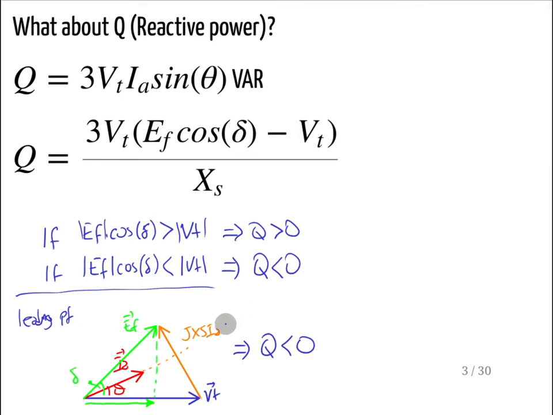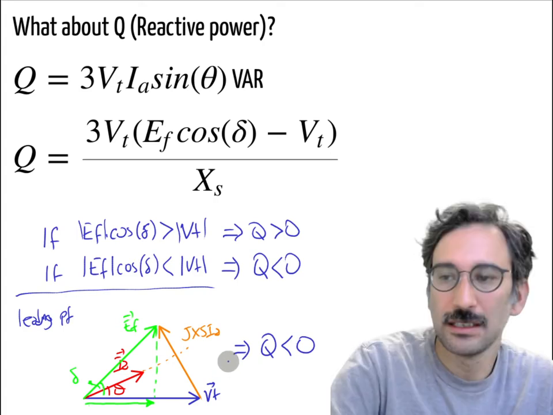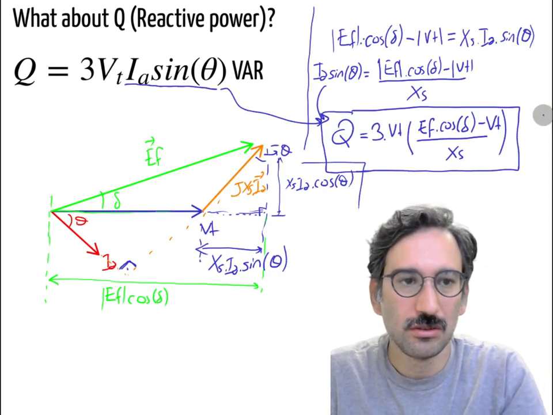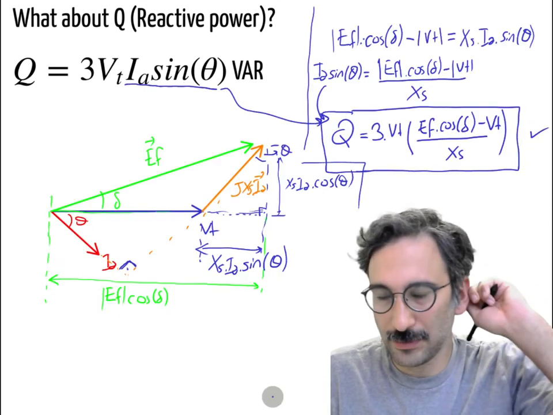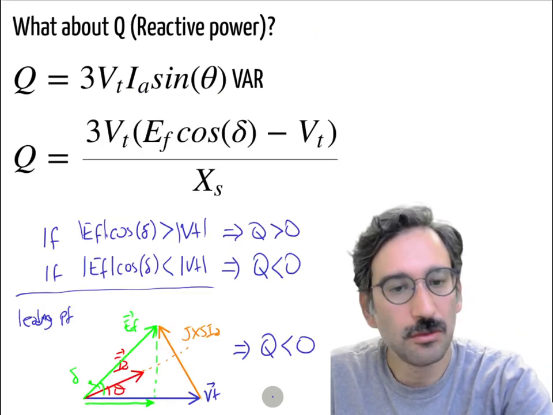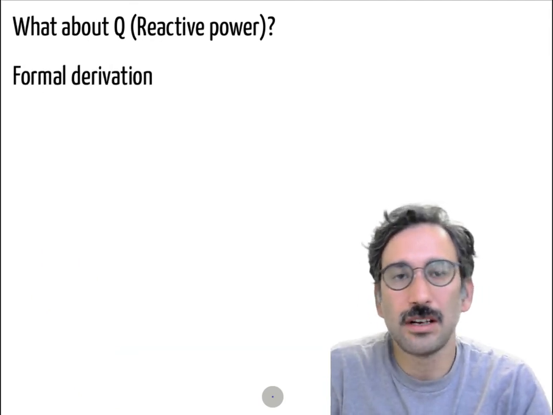I will show you a couple more examples, but that means if the magnitude of EF is larger, then reactive power tends to get positive. But if it is smaller, or to be more accurate, if the projection of EF is smaller than Vt, then reactive power gets smaller. So that is the geometrical derivation. I will give you a couple more examples in the next slides, but before that, let's try to derive it formally.